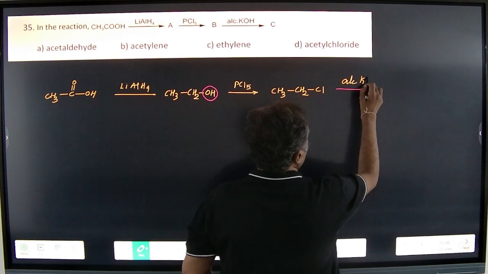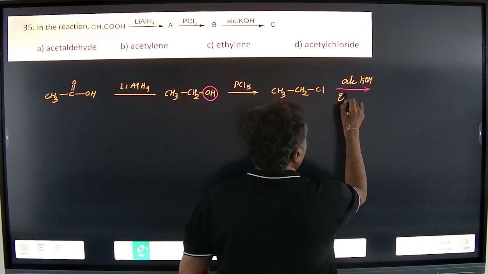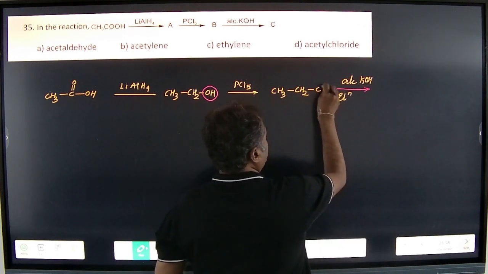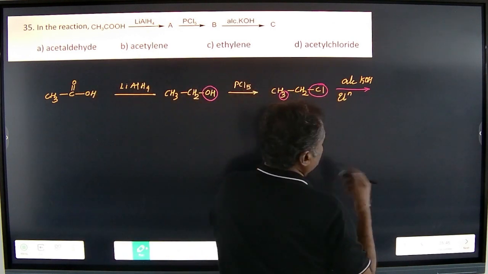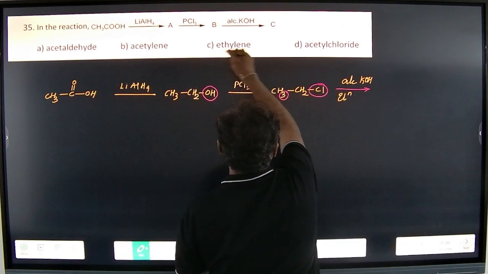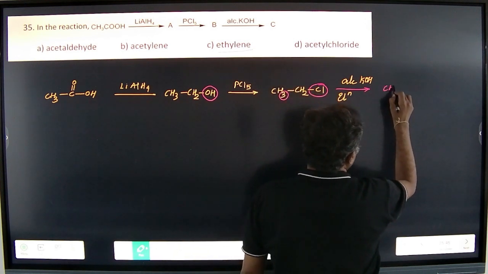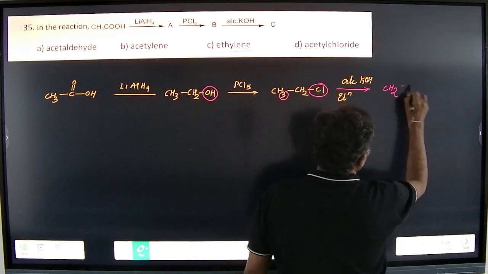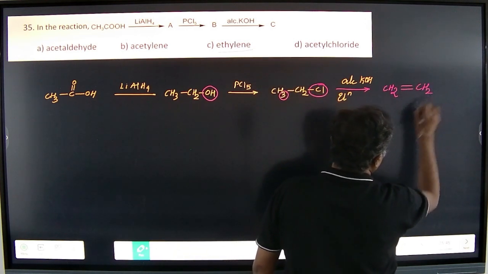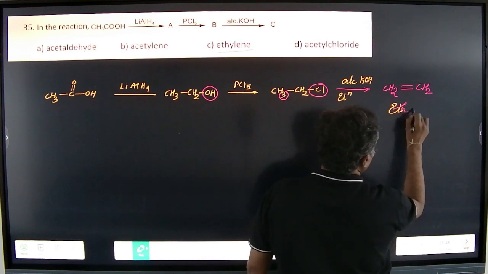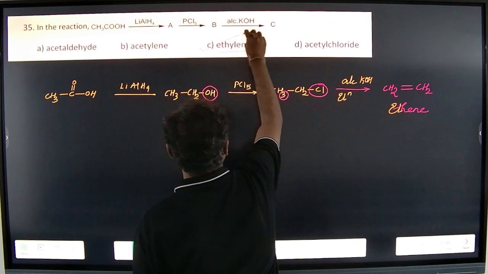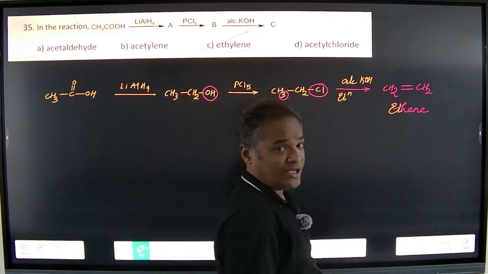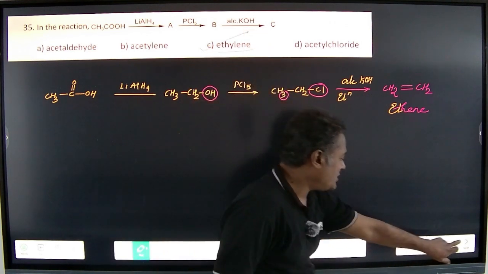Now, child, you should know one thing. Again, it's an elimination reaction. Now, after elimination, you should get an alkene. Out of the 4, one alkene we already know is nothing but ethylene. But see what the product is. We have got CH2=CH2. That means this compound is known as ethene and the common name is ethylene. So, your correct answer has to be C. I hope this is clear, child. Let us take the next question.